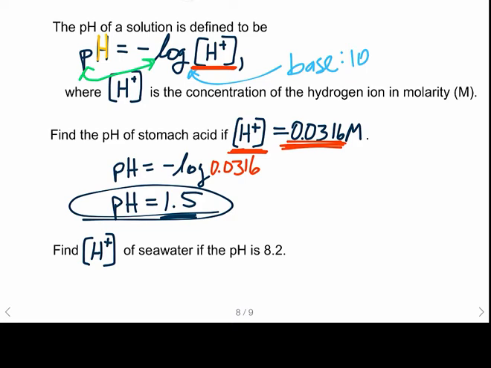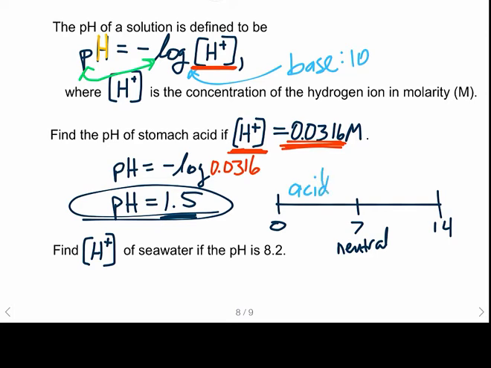As far as the pH scale is concerned, it goes from 0 to 14, with 7 in the middle being neutral. Anything with a pH that's between 0 and 7 is acidic. It's an acid. Anything with a pH between 7 and 14 is a base, or they also say alkali or alkaline. So our stomach acid, being a pH of 1.5, is acidic.